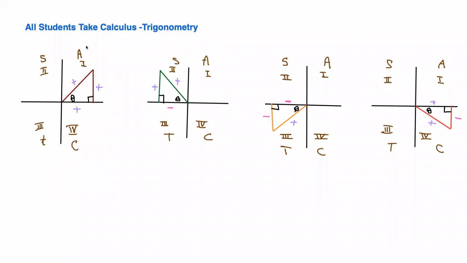Trigonometry, all the students take calculus. Anybody who's in grade 11 or grade 12 has heard this. And they knew it means all of them are positive in the first quadrant. Only the sine is positive in the second quadrant. Only the tangent is positive in the third quadrant. Only the cosine is positive in the fourth quadrant. But a lot of students don't know how this is derived.